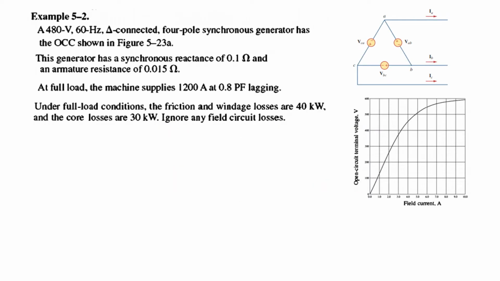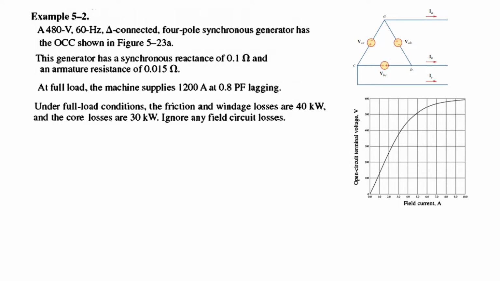Example 5.2 says a 480 volt 60 hertz delta connected 4-pole synchronous generator has an open circuit characteristics shown in figure 5.23a. So this is 5.23a. This is the open circuit characteristics of the generator, and it is between field current and the terminal voltage. Now the delta connection will look something like this.